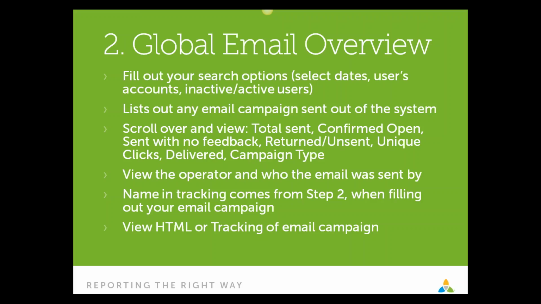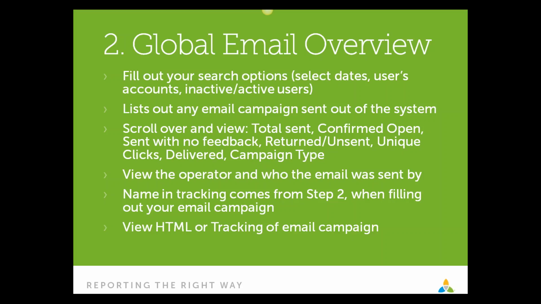So the next report that I wanted to get into was the global email overview. I think this is the most important report out there in Distribion. The global email overview lets you view any campaign that was sent out of the system. So if you're not normally the one who sends the email campaigns out, it's good to be able to go in there and view your tracking, see who the campaigns are going to, see who's opening the emails, and you can also see your total sent, like for the year or for that time span.